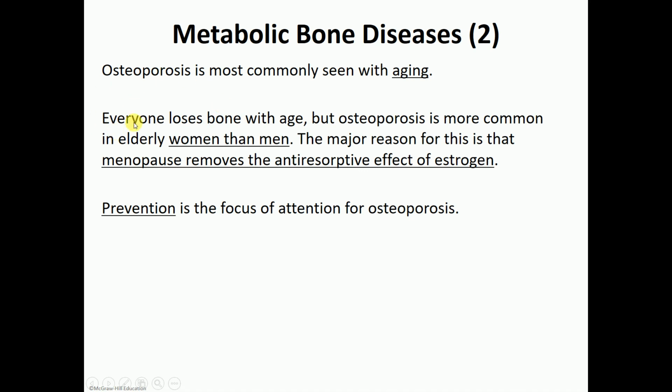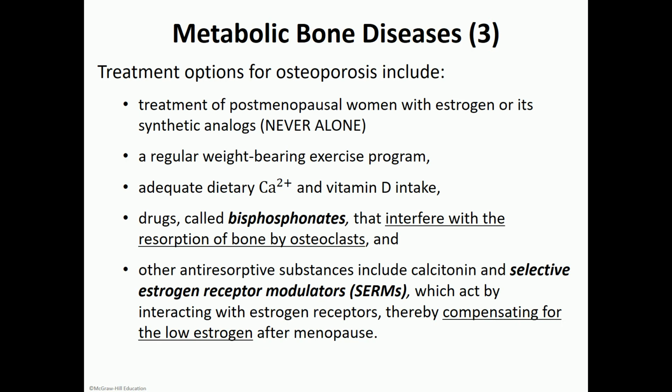Like I said, everybody loses bone as we age, but it's more common in women, especially after menopause. Estrogen is protective against that. So go back to the list of the hormones that favor bone deposition, and you'll find estrogen is one of them. When we lose estrogen after menopause, we've lost that protective effect. And that's why osteoporosis tends to happen after menopause in women. So again, prevention is your best option here.